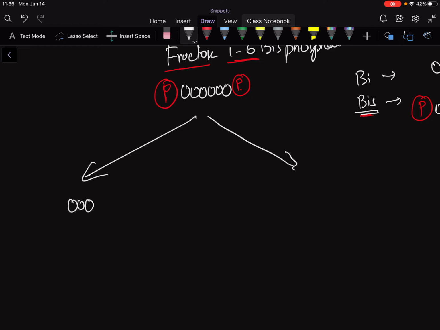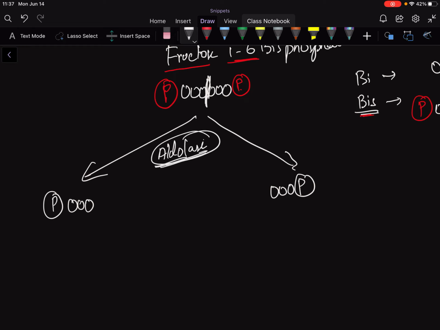One is like this. We are taking 3 carbons and adding a phosphate on the first position, and here are the 3 carbons, and we are adding the phosphate on the 6th position. As you can see, we are breaking the fructose molecule right in the center and making two compounds out of it. So what is the enzyme here? It is aldolase.